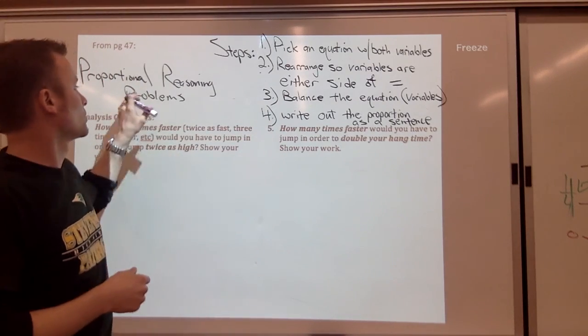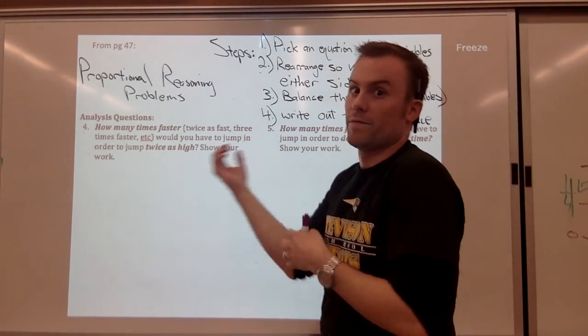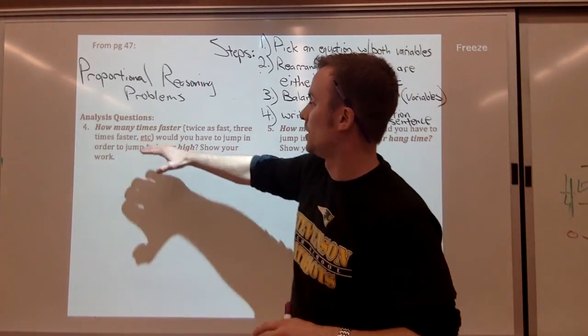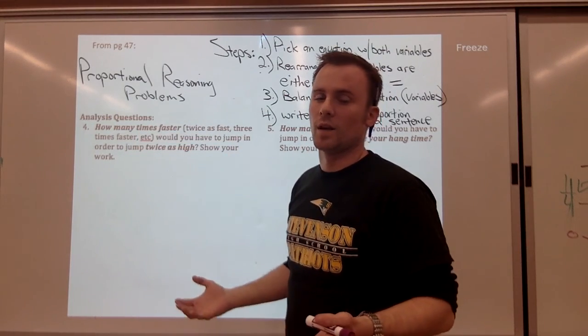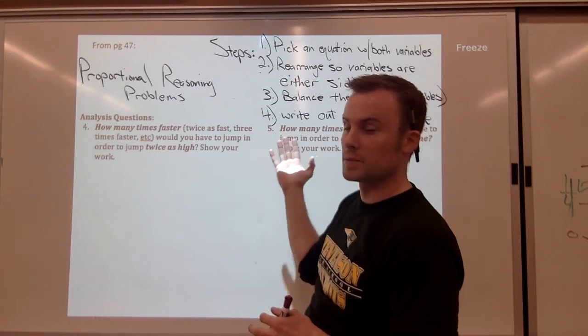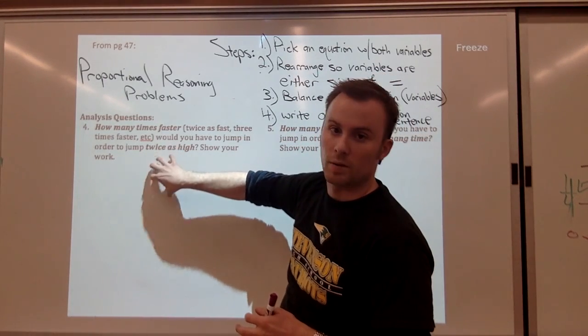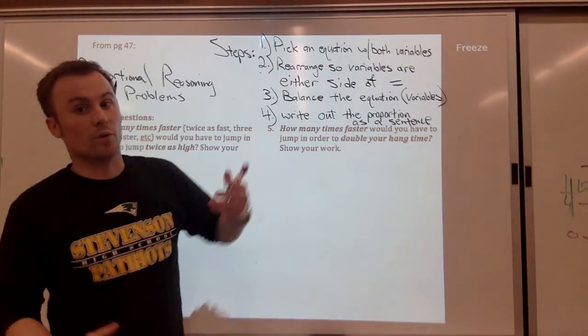These are what I call proportional reasoning problems because they're basically asking you to find or create a proportion with a couple of variables. It's saying change one, what happens to the other, that's a proportion. I've got some steps written down here, so I'm going to follow the steps and show you how to complete problems 4 and 5. So we start with picking an equation with both variables.